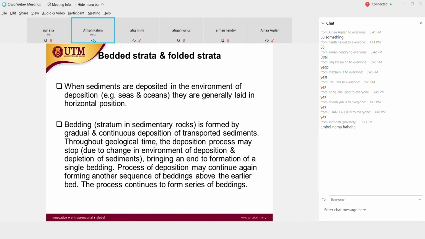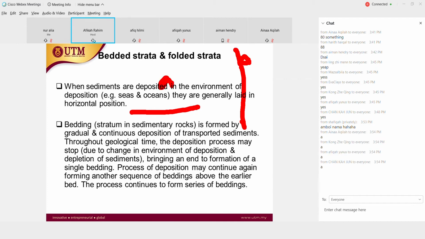When sediments are deposited in an environment of deposition, like seas or oceans, they are generally laid in a horizontal position. So horizontal, which one? A or B? Okay, A, correct. So horizontal, right? Whenever it is deposited, okay.